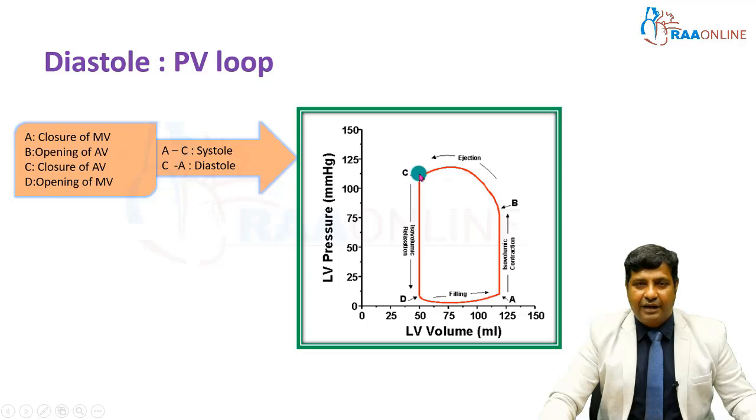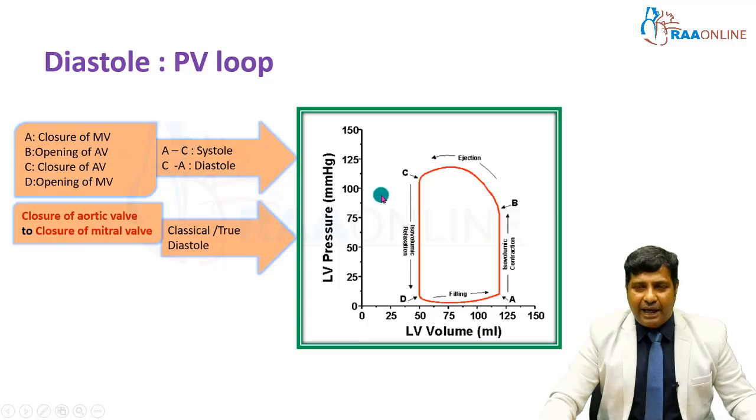C is the point where the aortic valve is closed, then there is an isovolumetric relaxation, and D is the point where the mitral valve opens and filling starts again. If you understand these points, you will know the points between A and C represent the systolic period, and the points between C and through D represent the diastolic period. So mechanical diastole lasts between the closure of the aortic valve and the closure of the mitral valve.